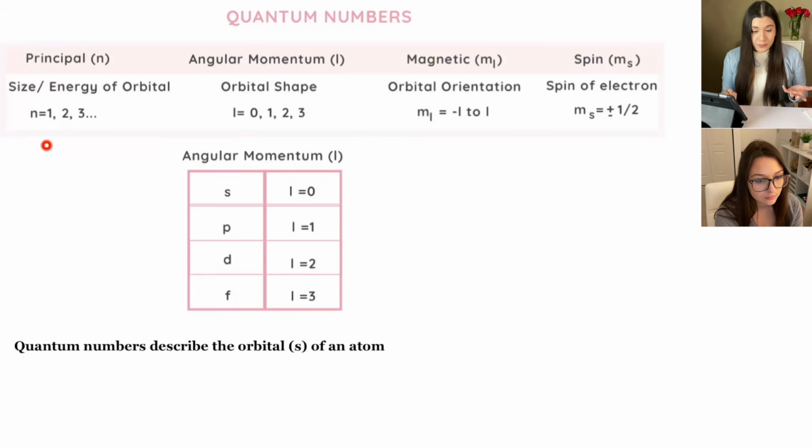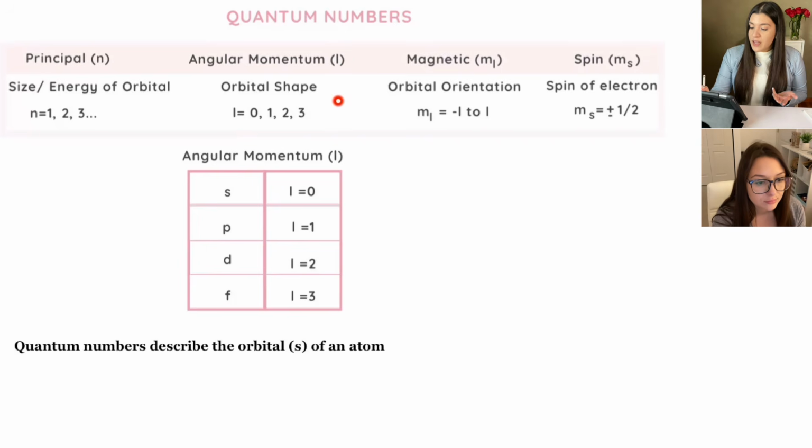So for this first one, I know we saw this already with n in electron configuration, where you had 1s, 2s, and so on. And we were talking about the energy of the orbital. So n really just describes the size or the energy of the orbital. And we know the higher the number, the more energy it has.